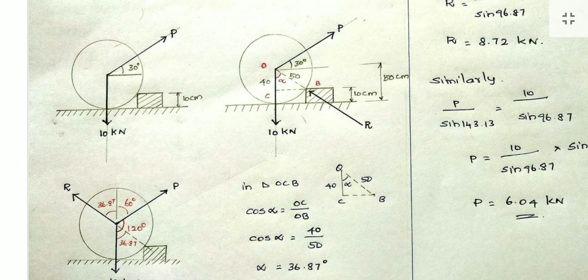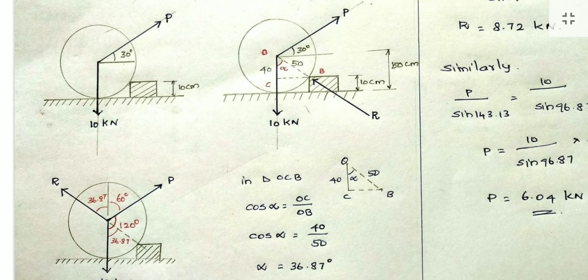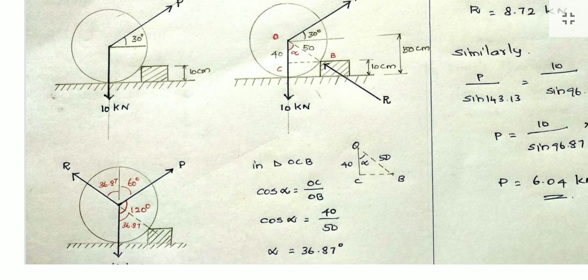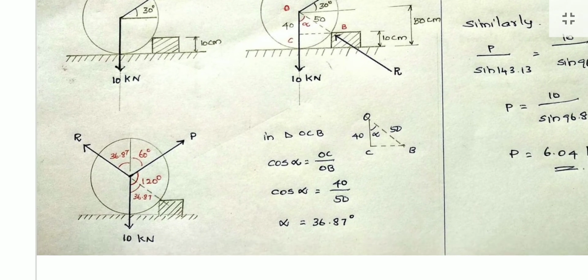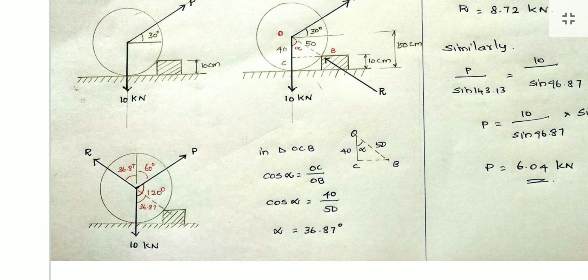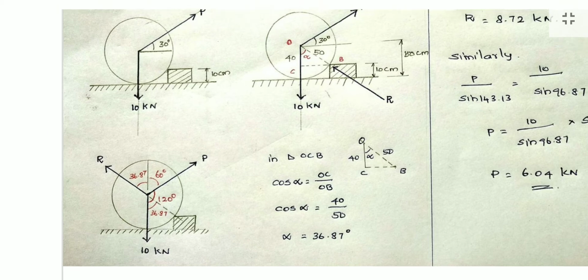Now the total angle between R and P is the sum of 36.87 and 60. And the total angle between the vertical downward force, the downward force 10 kilonewton, and P is the value 120, because here 30 degree is given in the question, 30 degree from the horizontal. So 90 plus 30 is 120. So the remaining will be, from the 360 degree, we will get the angle between R and 10 kilonewton. So we got the angle values.